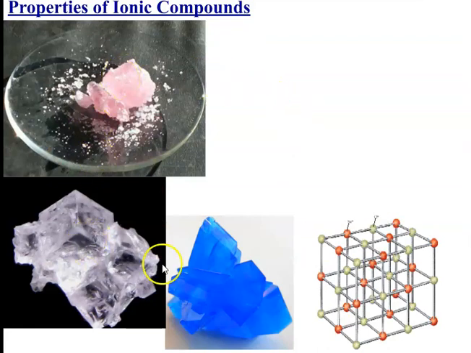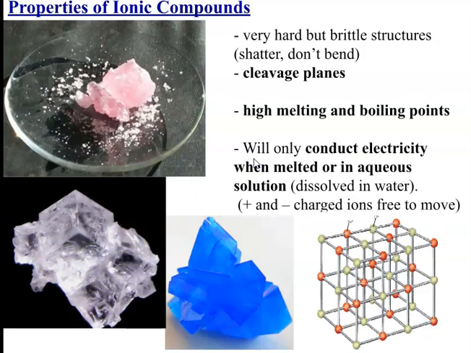Here's some images of various crystal salts. Salt is another term for an ionic compound. We typically think of salt, we think of this, which is table salt, but a salt is the generic term we can use for any ionic compound. Ionic compounds typically form very hard but brittle structures. They will shatter, but they will not bend.